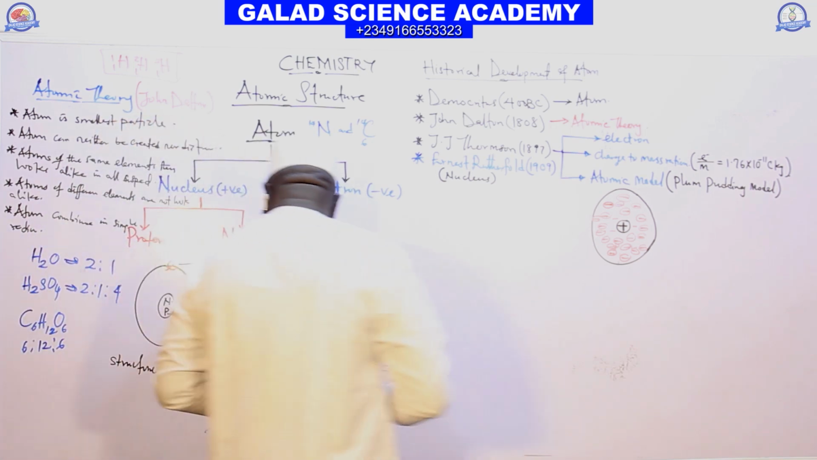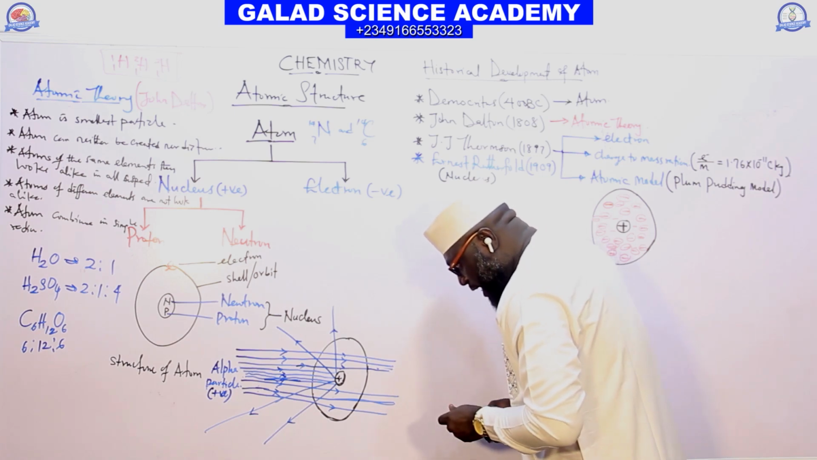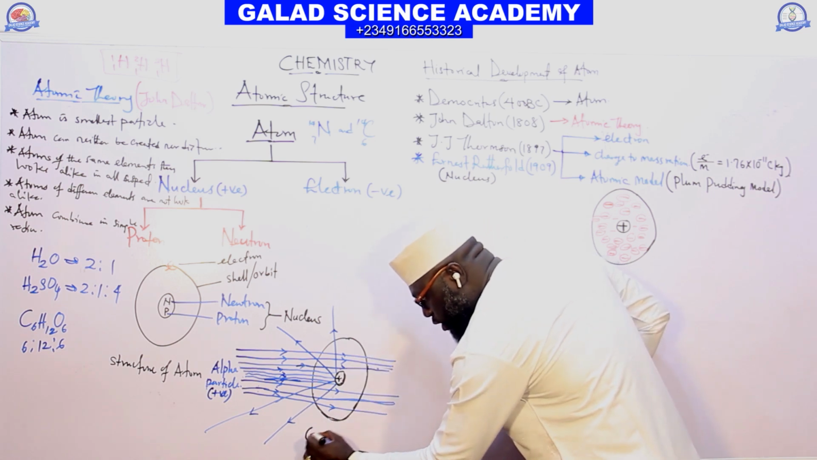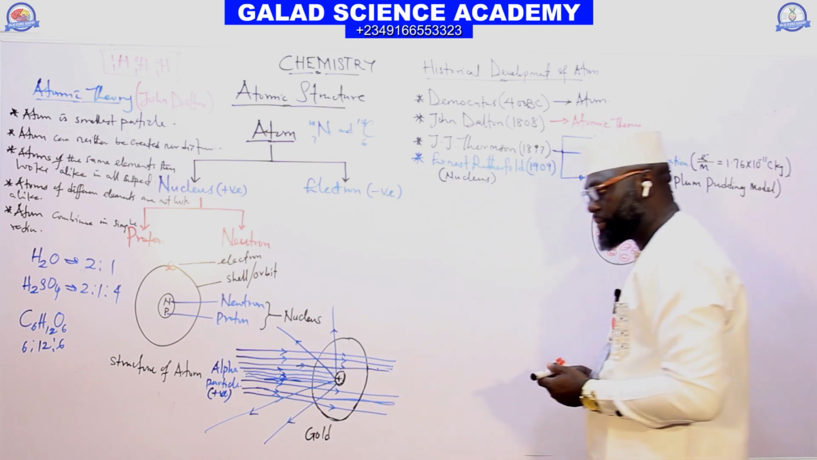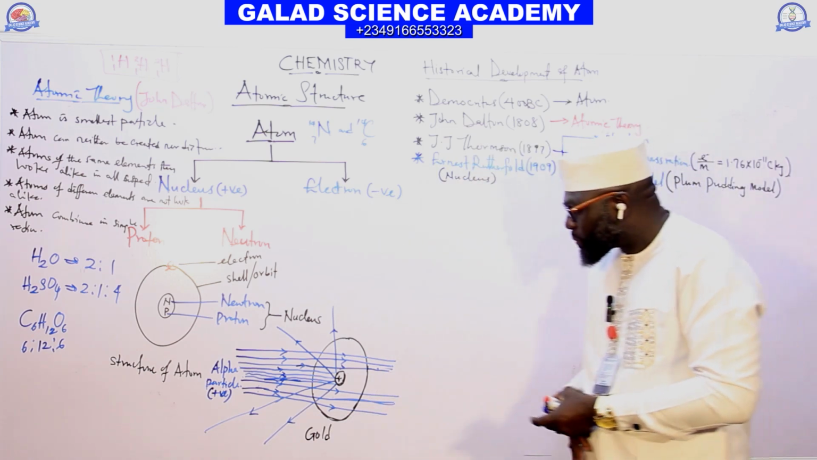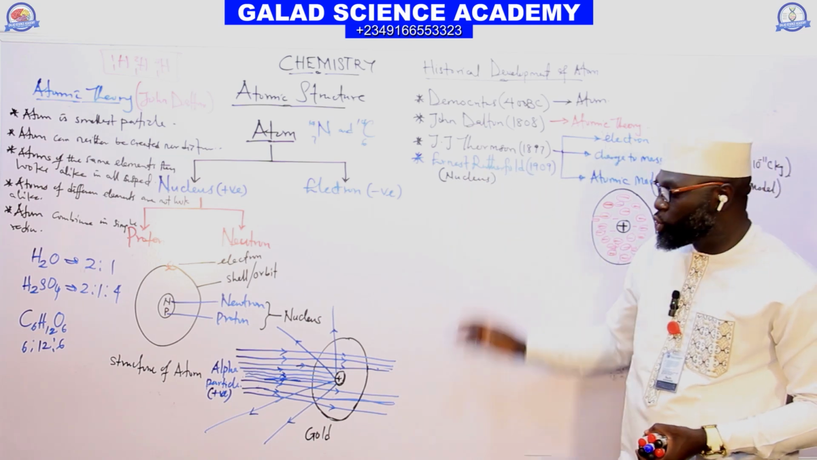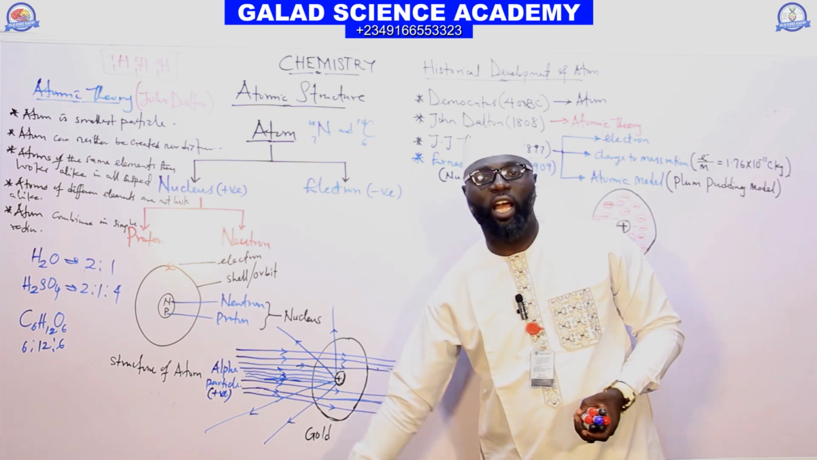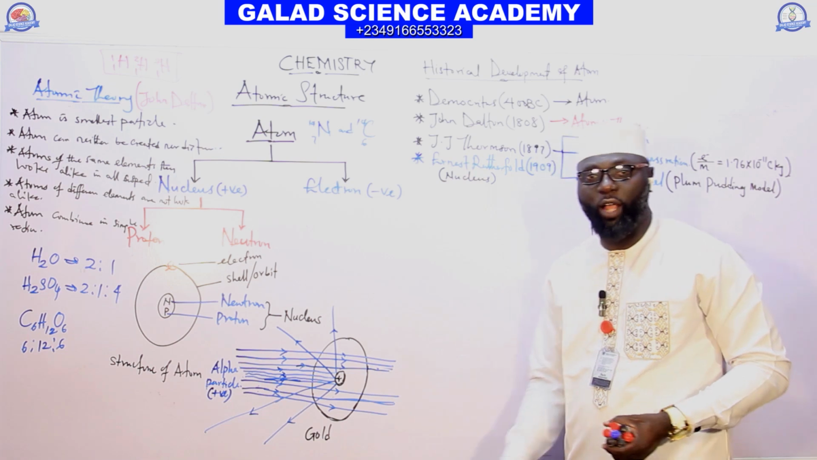So this is what we call alpha. And this element he used here, this is what we call gold. He used gold, and here this is the alpha particle. So this is the experiment that Lord Rutherford used to discover the nucleus of an atom. So he discovered the nucleus of an atom.